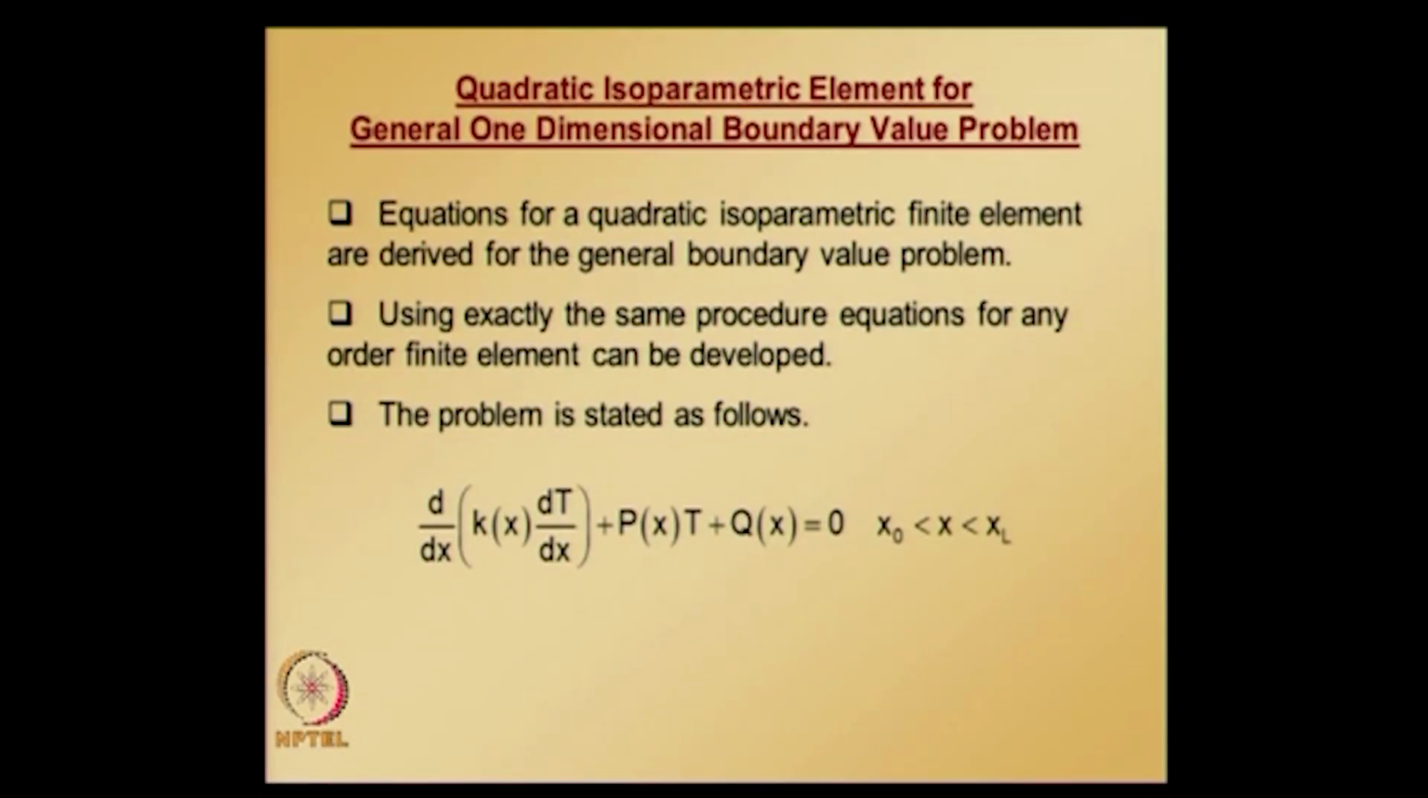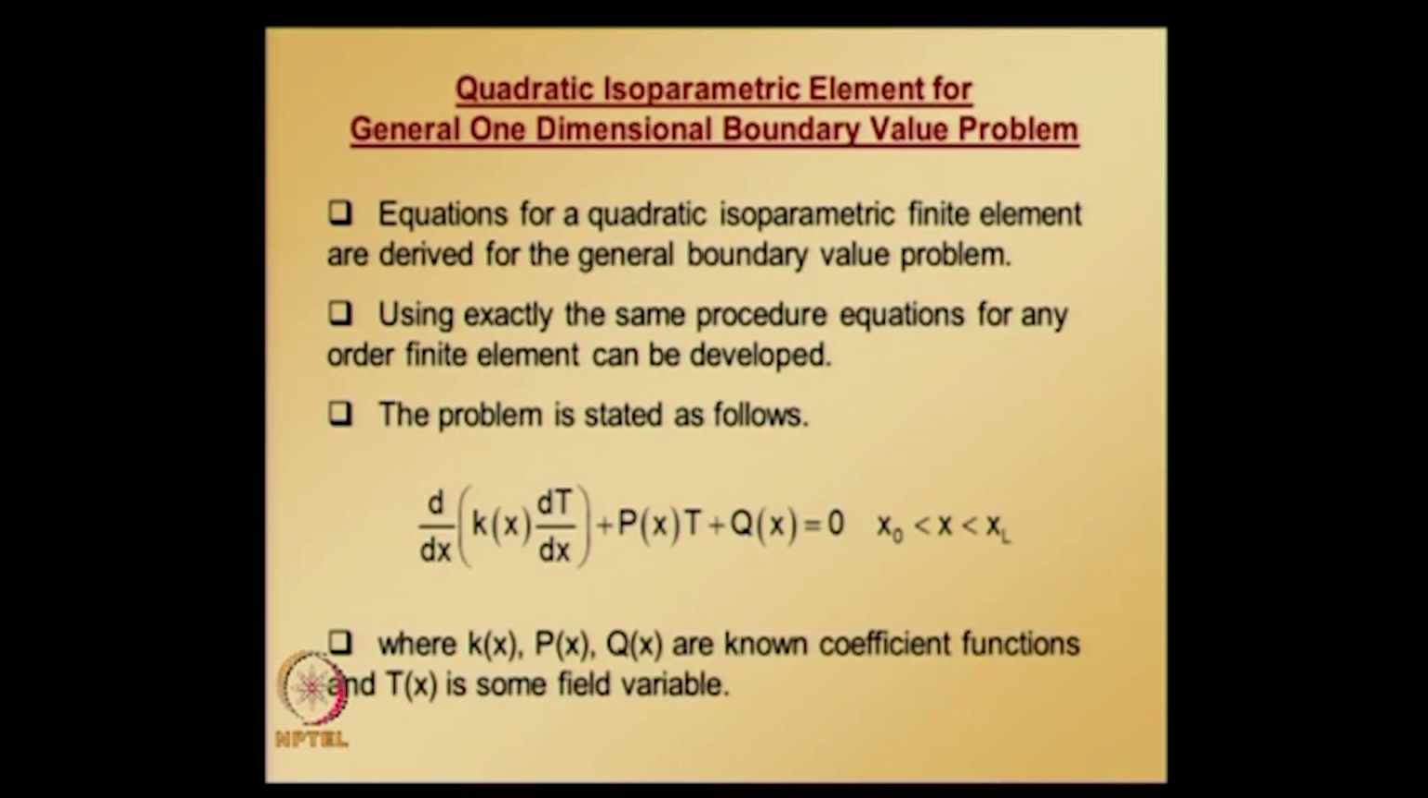This is a second order differential equation where k, p, q are some known coefficient functions and t is some field variable, and we need to solve this second order differential equation over the domain x, where the lower bound of x is x naught and upper bound of x is xl, and we have derived element equations using 2 node linear element for the same general one dimensional boundary value problem earlier, and we need to solve this problem subjected to boundary conditions.